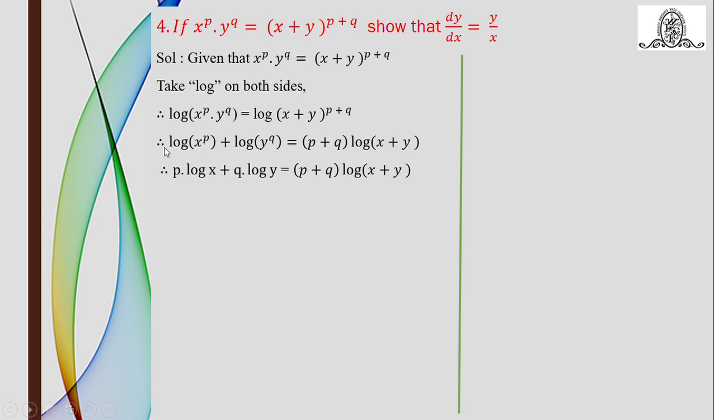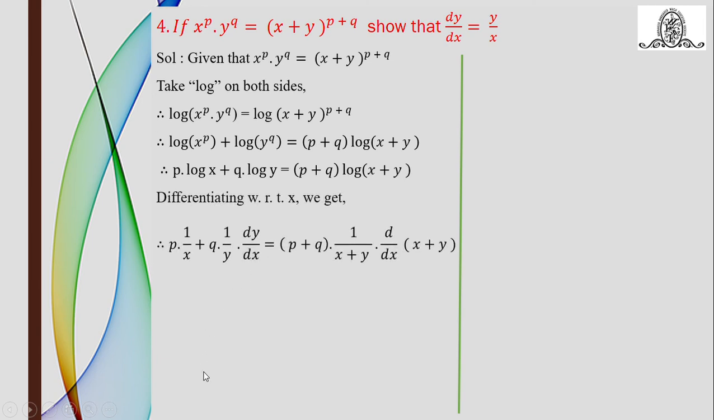The same formula in the next step we can use for both the terms. p again gets shifted down, q gets shifted down. So p log x plus q log y is equal to RHS as it is. Now here we were able to eliminate those indices, so it will be easy to differentiate further. Now after this step the differentiation is done. See, for p into log x, we are differentiating with respect to x. So p as it is, it's a constant. Log x derivative is 1 upon x, plus q as it is, it's a constant once again.